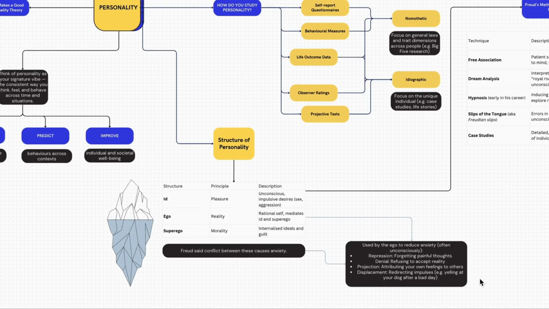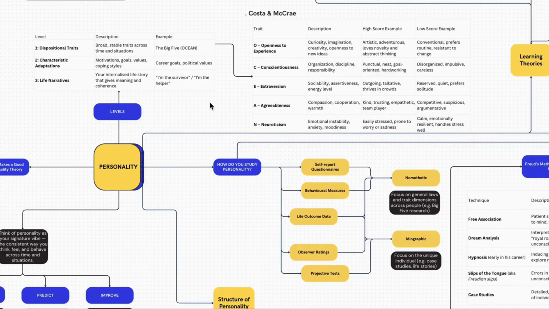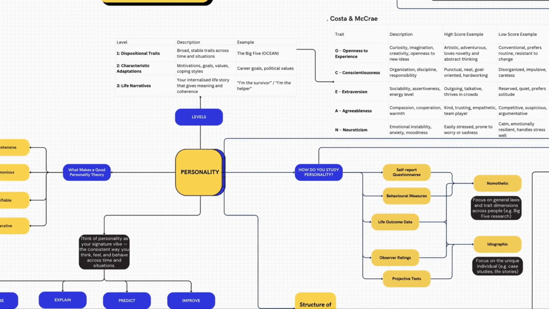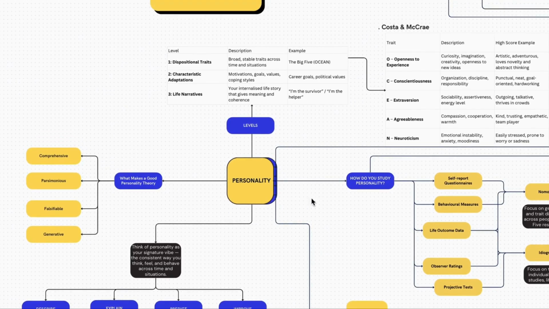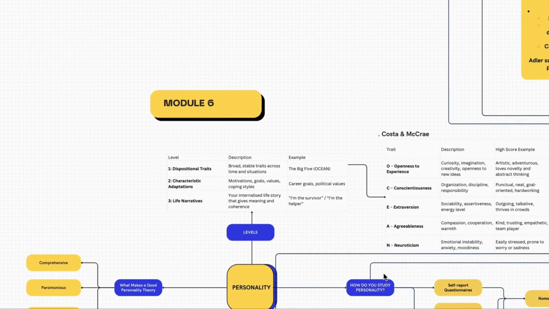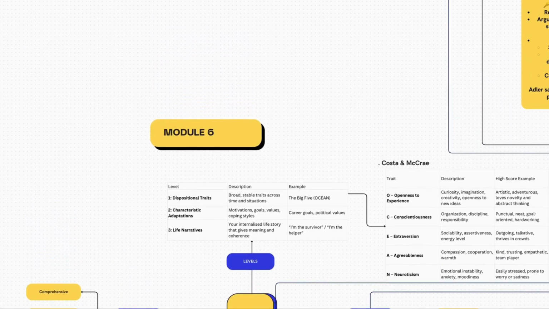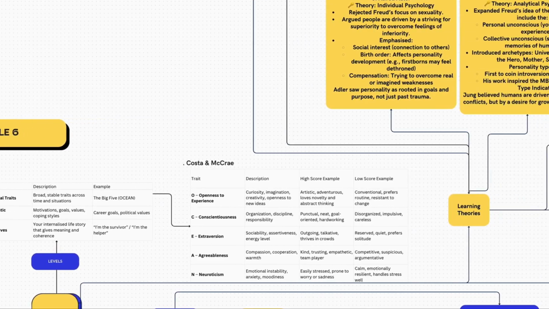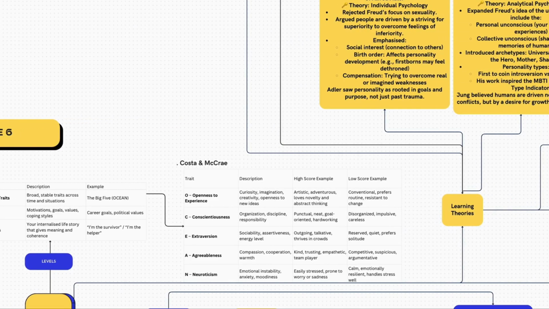Now let's dive deeper to learn what makes a good personality theory. It needs to be comprehensive, parsimonious, falsifiable, and generative. Now, personality has different levels. The dispositional traits are broad, stable traits across time and situations, for example the Big 5, OCEAN. We will learn more about it later. And characteristic adaptations, basically motivations, goals, values, coping styles, and career goals.